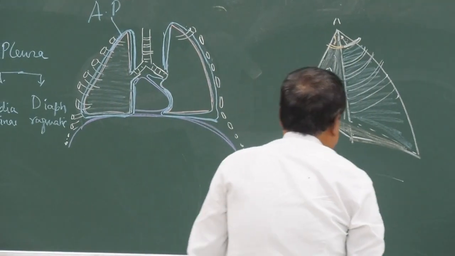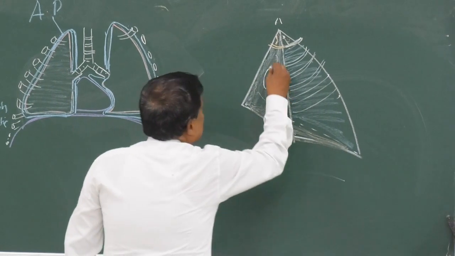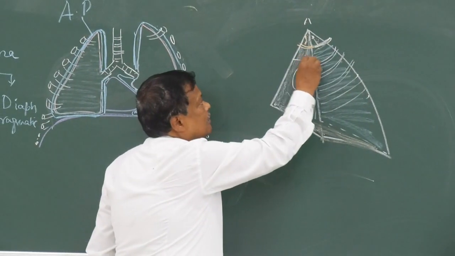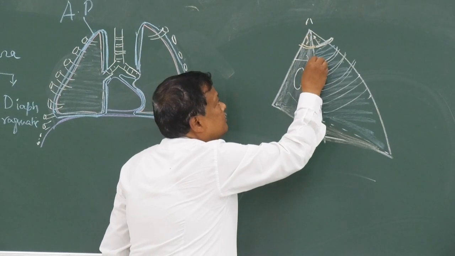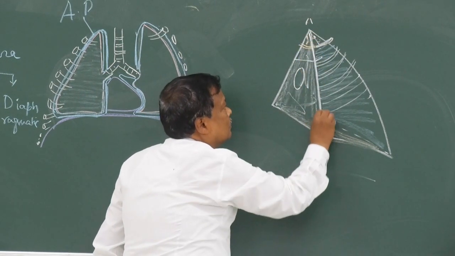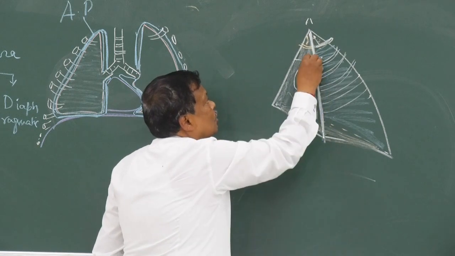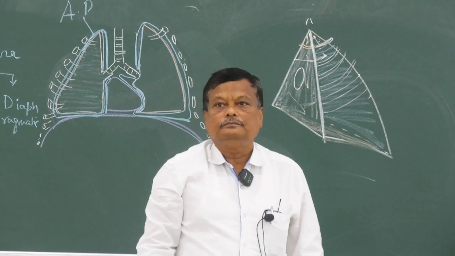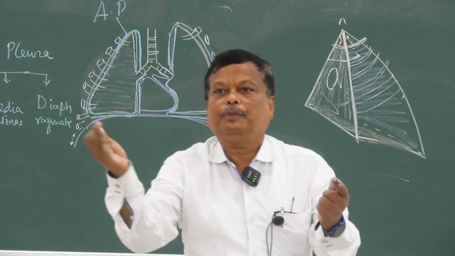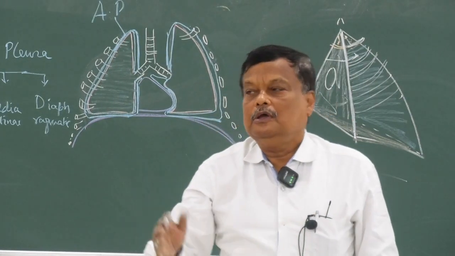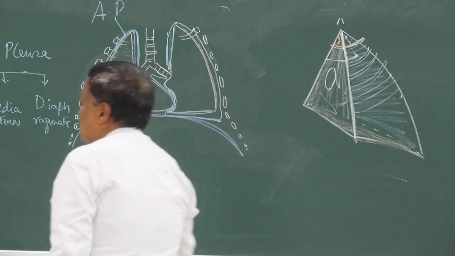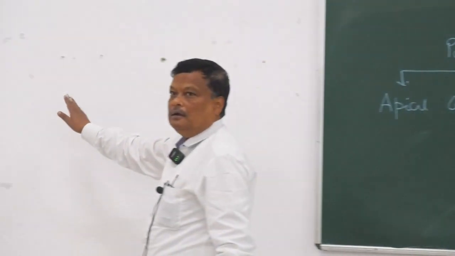Next question: look, this is the mediastinal pleura. Anteriorly, along this line, it is continuous with the costal pleura. It is the same pleura, but we have given different names. Suppose this is the posterior wall, and this is the lateral wall. So this border is the posterolateral border, we can say.